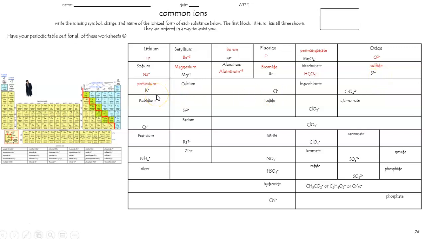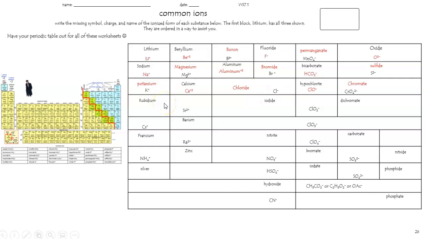K+ comes from the potassium cation, group 1. Calcium, well, that's group 2, Ca2+. Here's a halogen, Cl-. That's chloride. Hypochlorite is the least number of oxygens in the ClO series, so that's ClO-. CrO4 2-, what's that? Chromate.